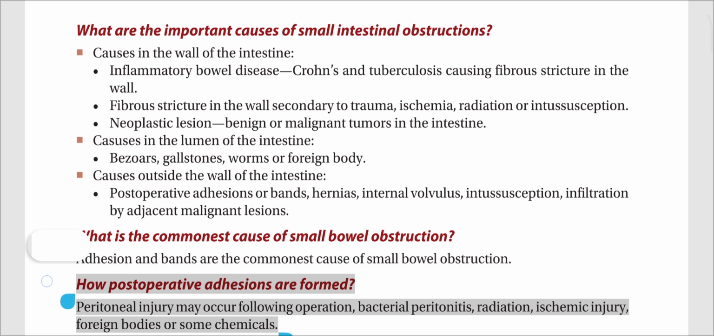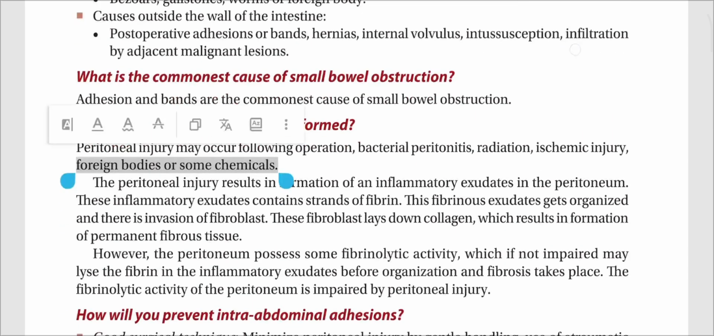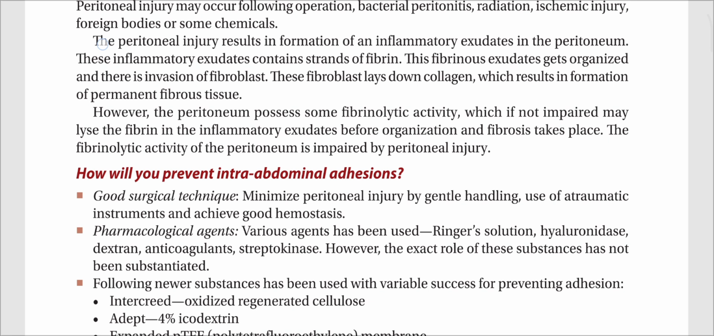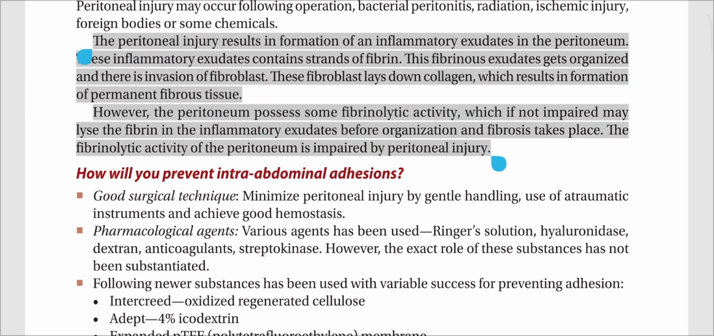How are postoperative adhesions formed? Peritoneal injury may occur following operation, bacterial peritonitis, radiation, ischemic injury, foreign bodies or some chemicals. The peritoneal injury results in formation of an inflammatory exudate in the peritoneum. These inflammatory exudates contain strands of fibrin. This fibrinous exudate gets organized and there is invasion of fibroblasts. These fibroblasts lay down collagen, which results in formation of permanent fibrous tissue.